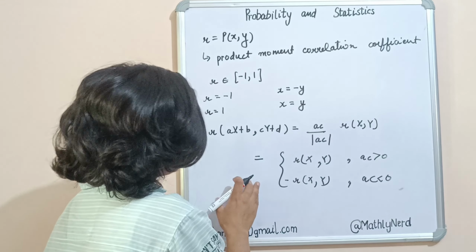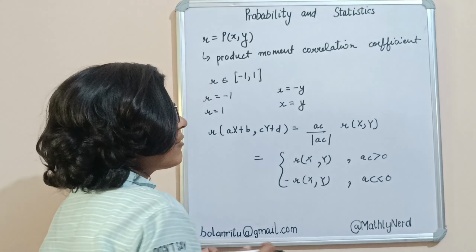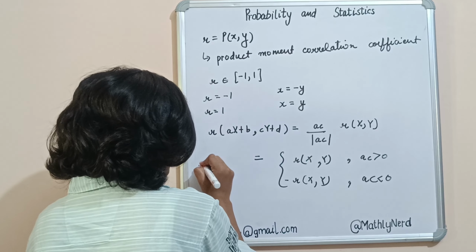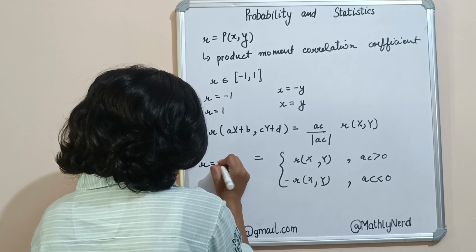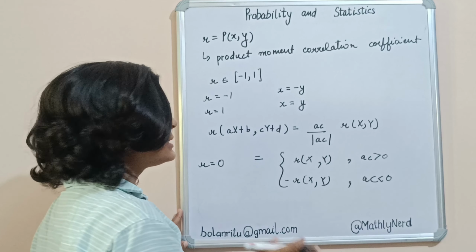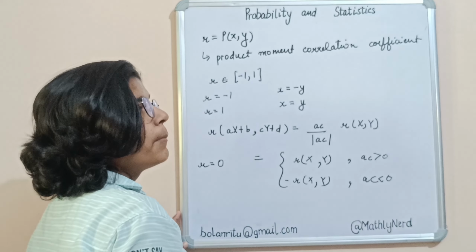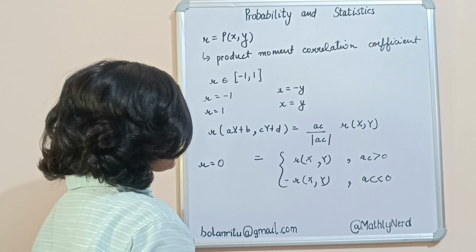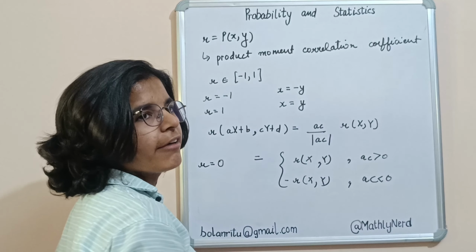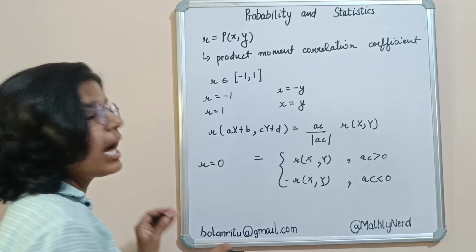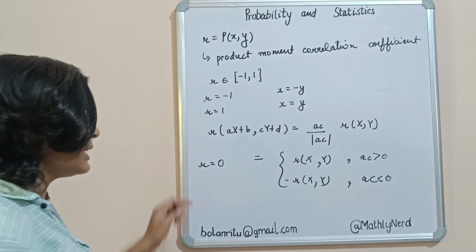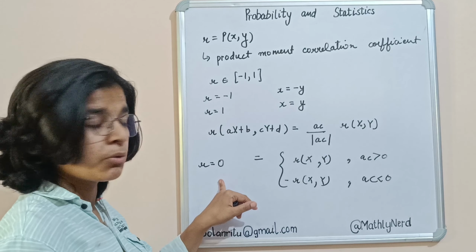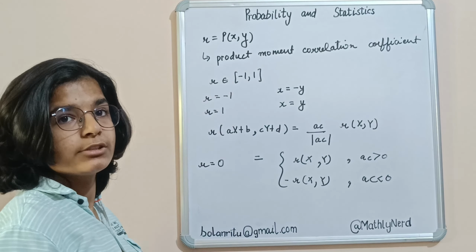Note this. If we have independent variables, that means r equals 0. But if r equals 0, it doesn't mean that our variables are independent.